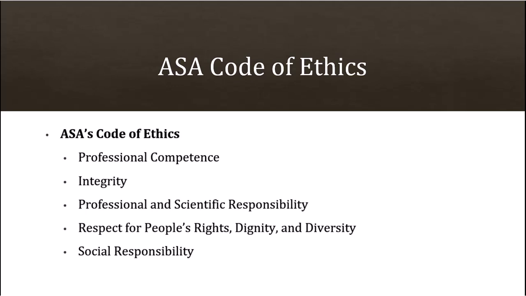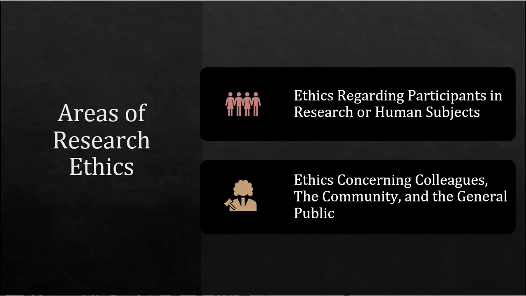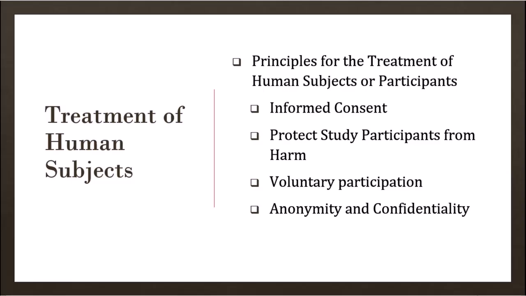And you have social responsibility that the work you're doing should be for the greater good and the good of society. So there are two main areas of research ethics. There's ethics around participants, research on human subjects, etc. And then there's the ethics we have around our colleagues, the community, and general public, and how we conduct that research. Let's start with looking at the treatment of human subjects.